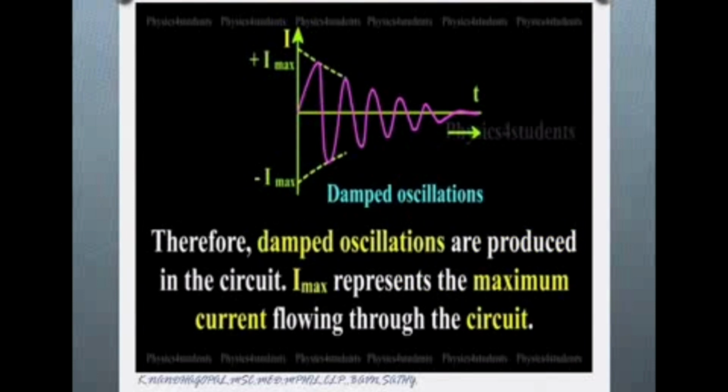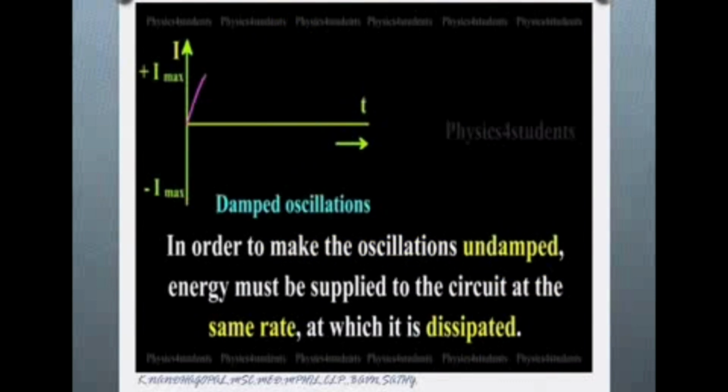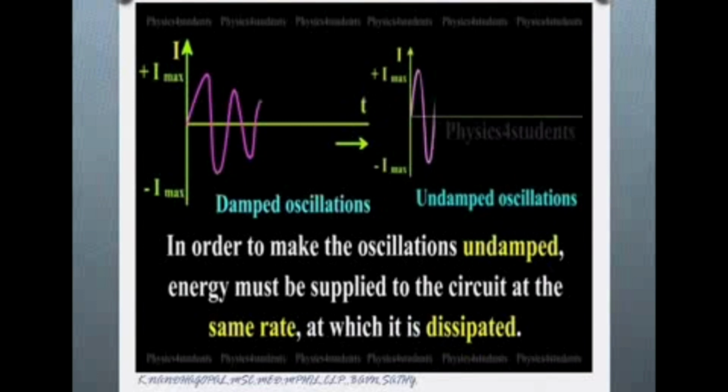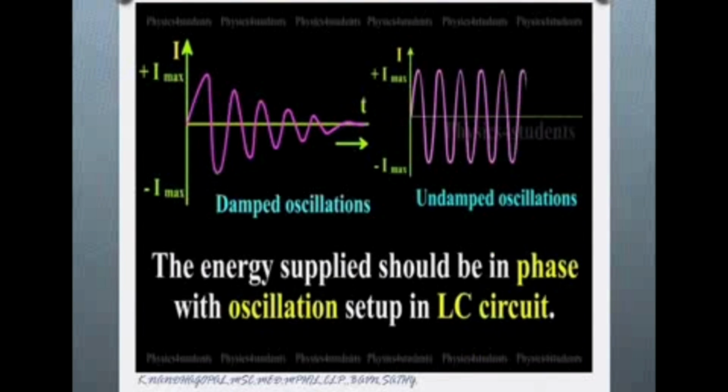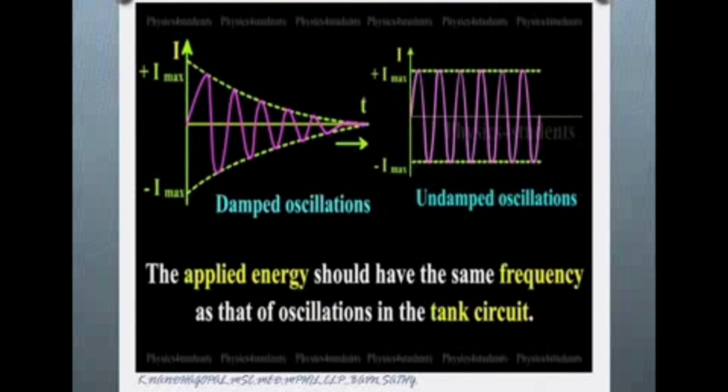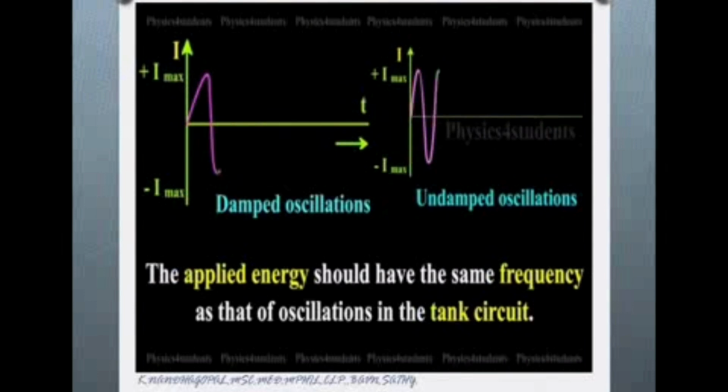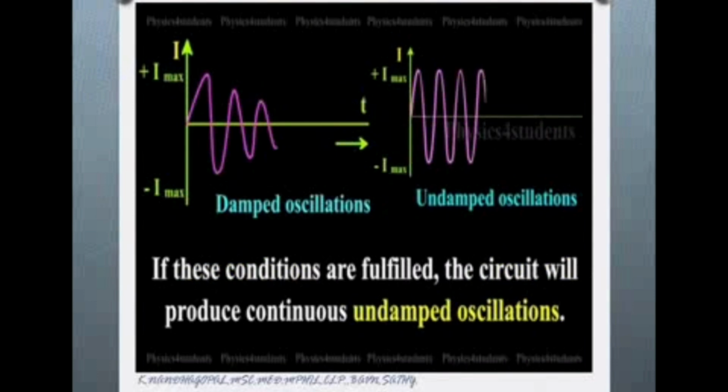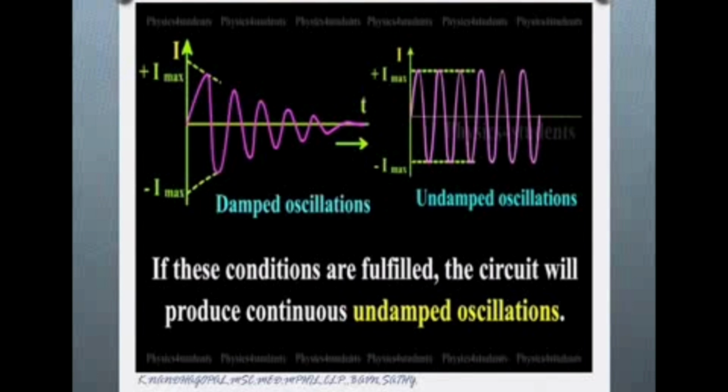To reduce that, you have to supply energy to increase the magnitude of the oscillation. So it is a damped oscillation and the magnitude decreases. When the lost energy is given to the LC oscillator, it will produce an undamped oscillation like this. So the energy should be supplied to the oscillator. With the oscillation of the LC circuit, the applied energy should have the same frequency as that of the oscillation in the tank circuit. And the tank circuit, you know that: when the inductor and capacitor are connected, that circuit is called a tank circuit.